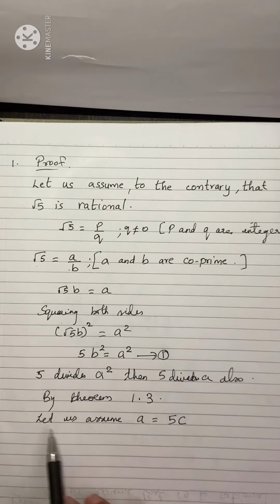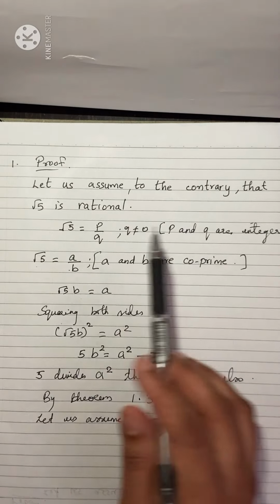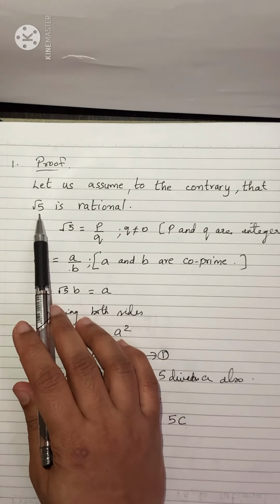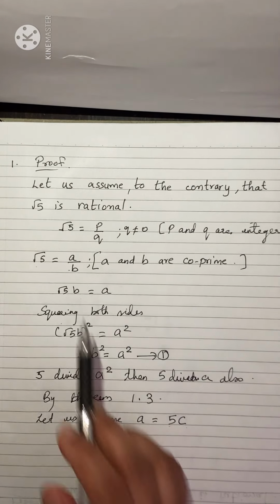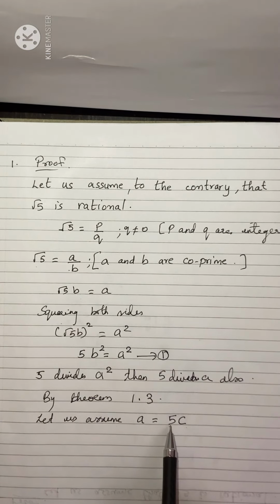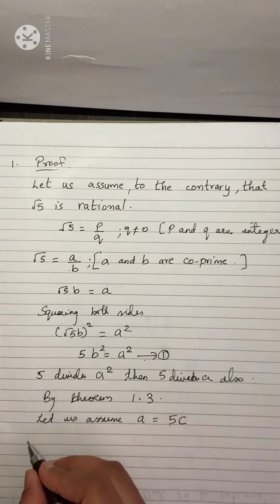Next we have to assume that a equals 5c, because in the question it is root 5. We have to prove root 5 is irrational, that is why I use 5 here. If it is root 2, you have to substitute the value as 2c, root 3 then 3c, like that. Okay. Now we have to substitute the value of a in equation 1.